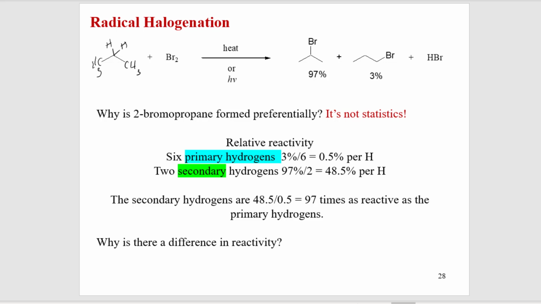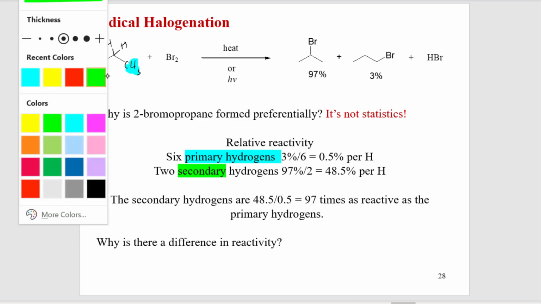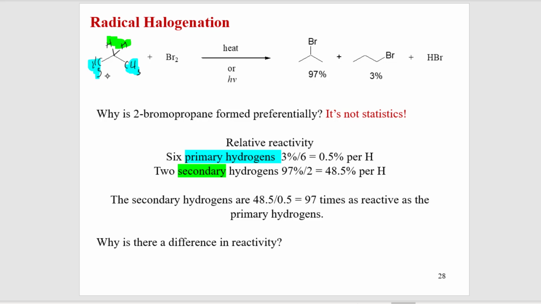And that is not what we see, right? Because if that were the case, 6 primary hydrogens, the 6 of them in blue here, versus the 2 secondary hydrogens, that does not work out, okay? And so what we end up seeing is something else going on here. So you can't just look at statistics and kinetics alone. You've got to combine it.